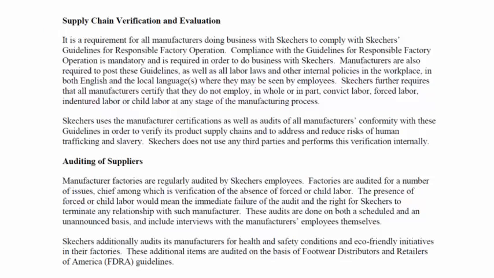First point, Skechers clearly has a published set of guidelines for vendors to use in their factories. Skechers is saying, these are the rules of the game for us to do business with you. Compliance with the guidelines for responsible factory operations is mandatory and is required in order to do business with Skechers. A company can't be more explicit than that. Manufacturers are also required to post these guidelines, as well as all labor laws and other internal policies in the workplace, in both English and the local language or languages where they may be seen by employees.